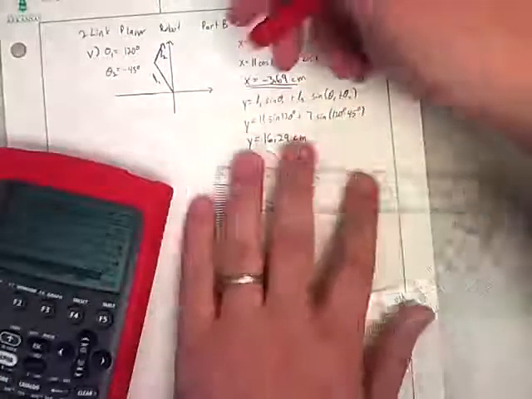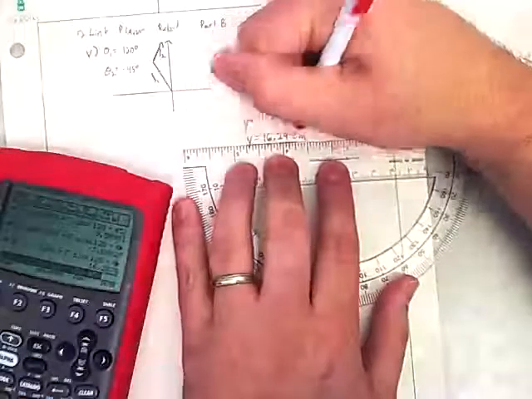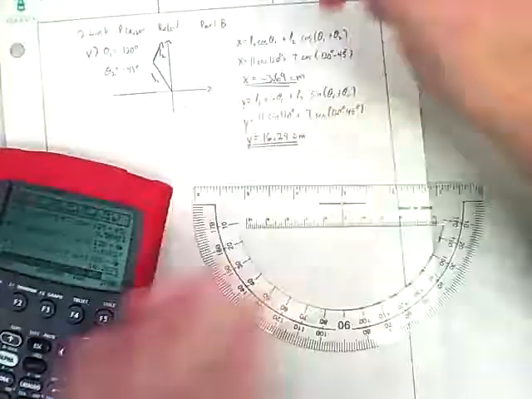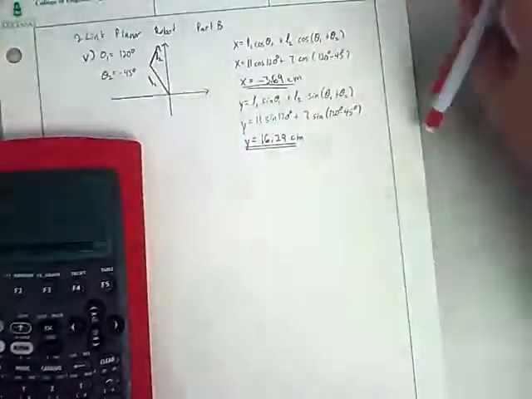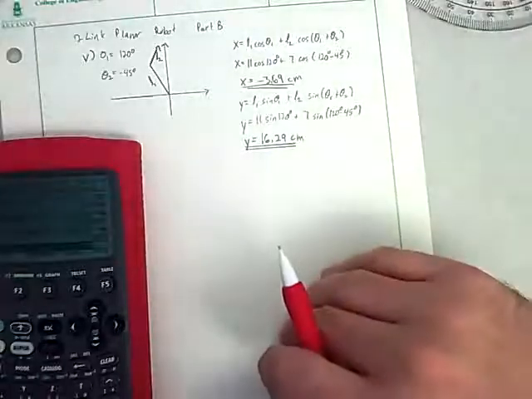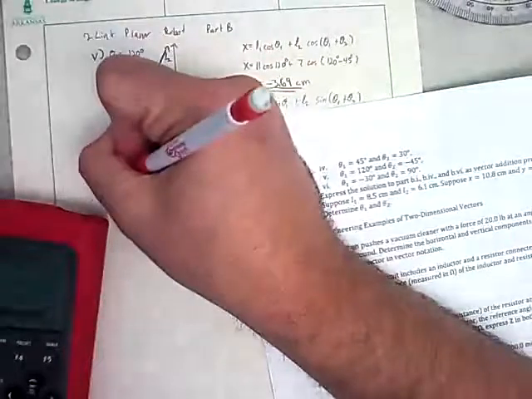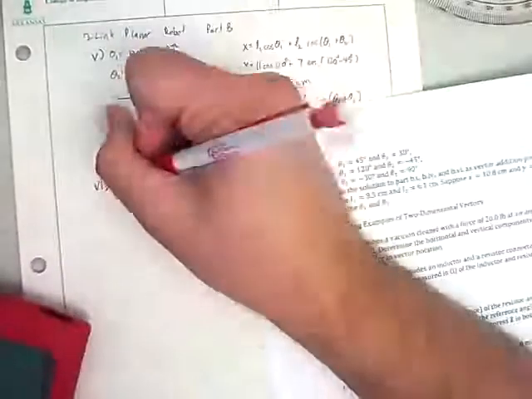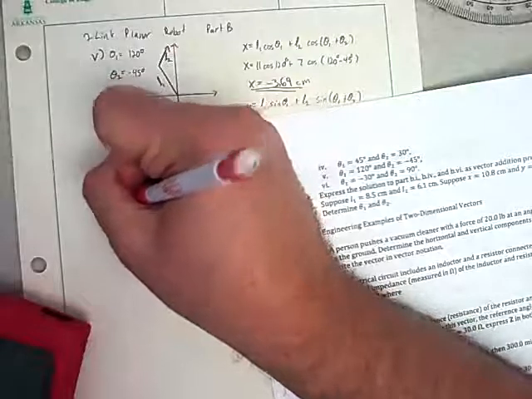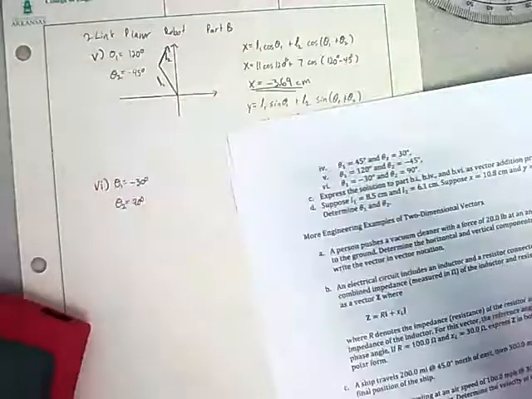Okay, so there's our first really difficult one where we had to go off into a different spot. And then there's one left, number 6, within part B, is theta 1 equals negative 30 degrees, and theta 2 is equal to 90 degrees. Okay?